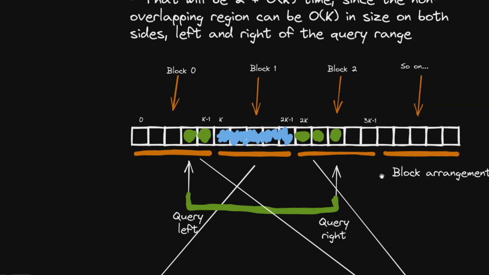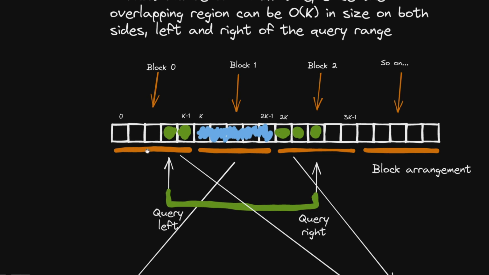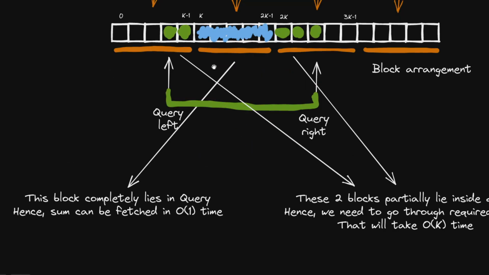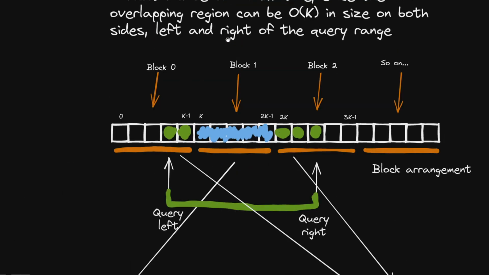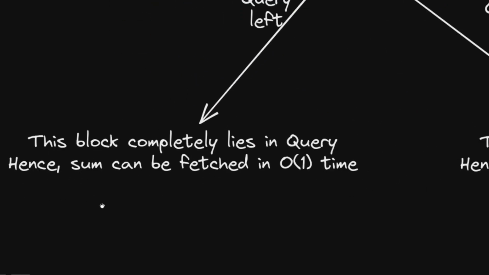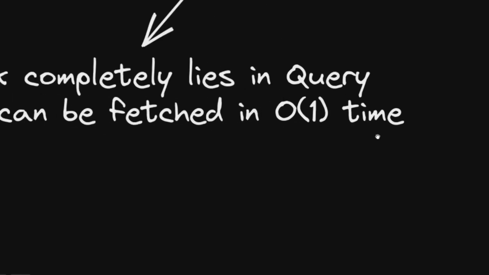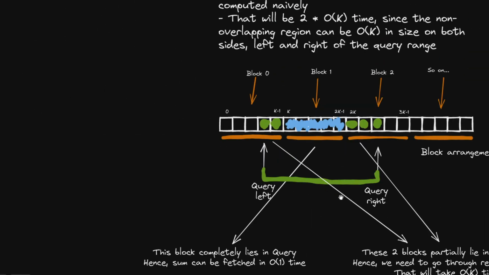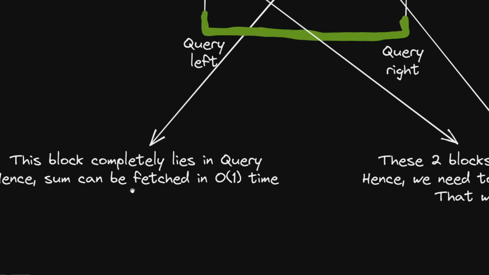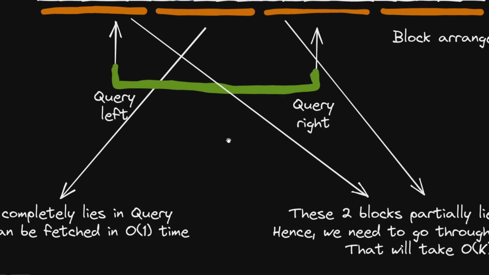So in this case what can happen is, let's assume this orange are the block indices that our square decomposition is storing, and query left comes at this and query right comes at this. As you can see, this block, block index 1, this block basically completely lies in the query range that is given to us, which is denoted by this blue color, and we can fetch the sum from it in constant time, no issues.